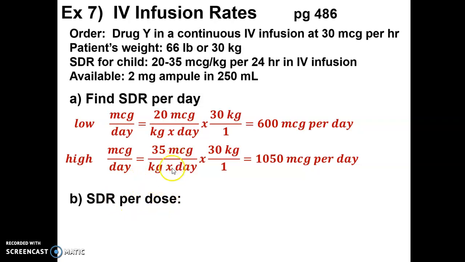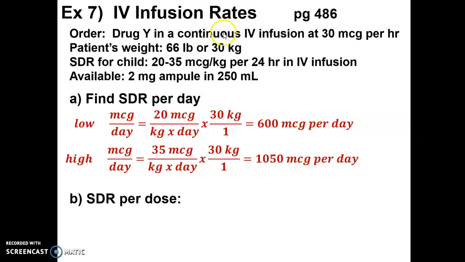Well, what kind of dosages are we looking at? I mean, are we doing this 4 times a day, every 2 hours? I mean, what are we looking at? Okay, the order is talking about an IV infusion at 30 micrograms per hour, and the safe dosage range was written per 24 hours. So I think what we're looking for here is a microgram per hour, right? I mean, because this is an IV rate.